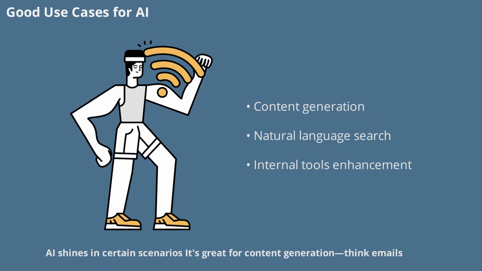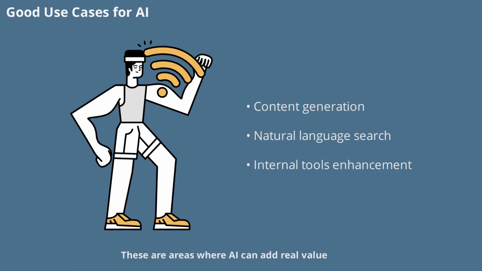AI shines in certain scenarios. It's great for content generation. Think emails, summaries, and reports. It can power natural language search, extract data from text, and enhance internal tools like support assistants and dashboards. These are areas where AI can add real value without risking the integrity of your core business logic.